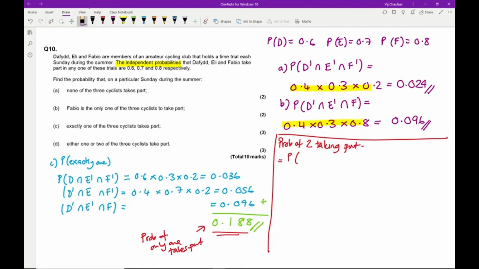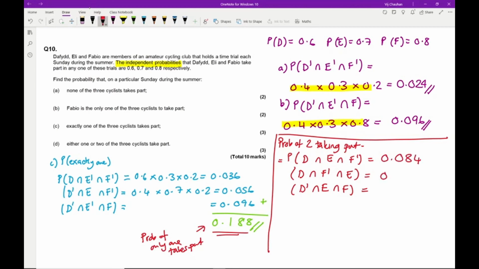Slight error there. Let's try and be a little bit neater. So I've got D and E and not F. I've got D and not F and E, and I'm going to have not D, E and F. And these are three probabilities that I then need to work out. So to work out this one I'm going to have to do 0.6 times 0.7 times 0.2, which gives me an answer of 0.084.